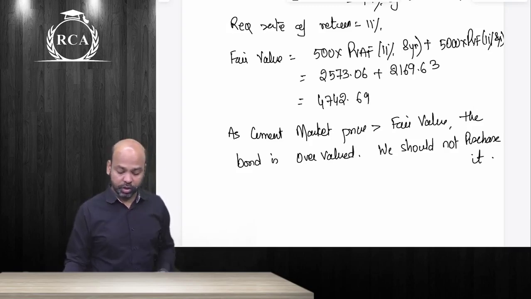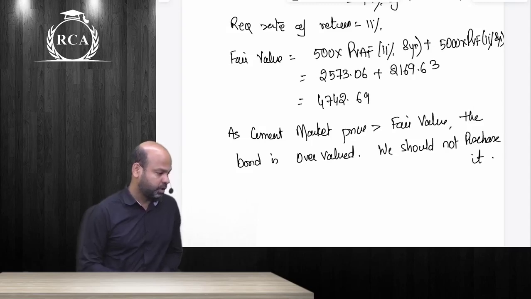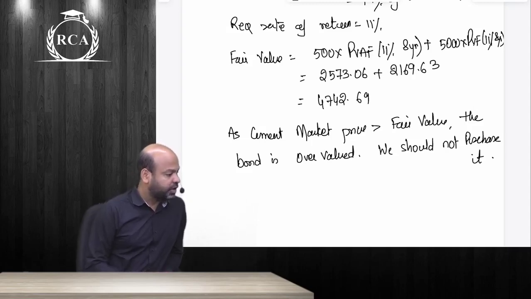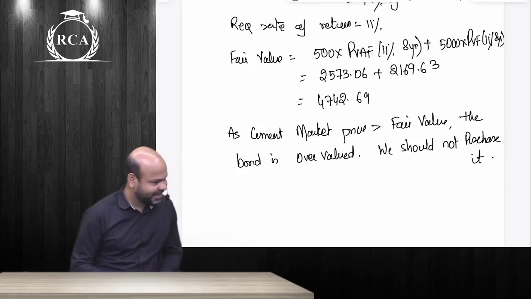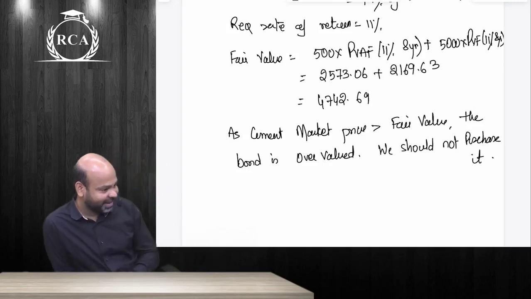Write the conclusion better, that the bond is overvalued. We should not be buying the bond. Neha, which question? 10th one. You wrote 10 lines, no? You wrote the second one properly. Yes, better.